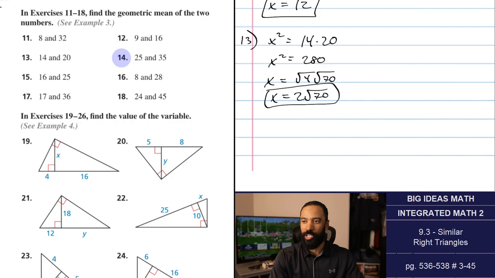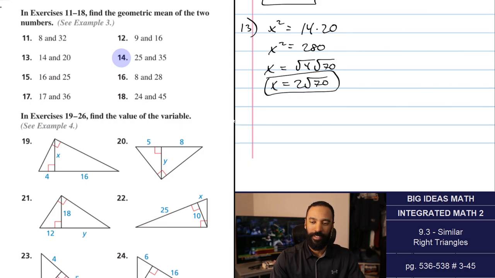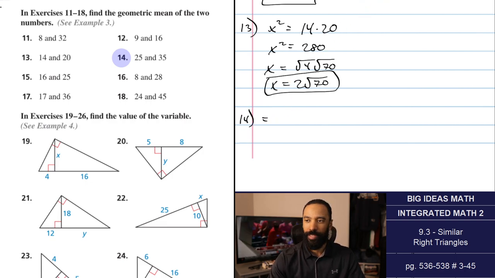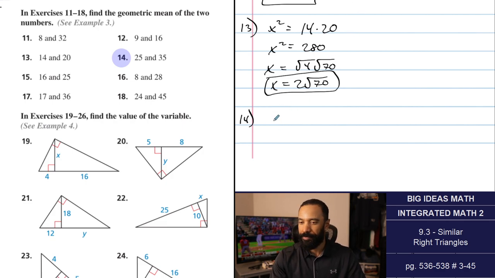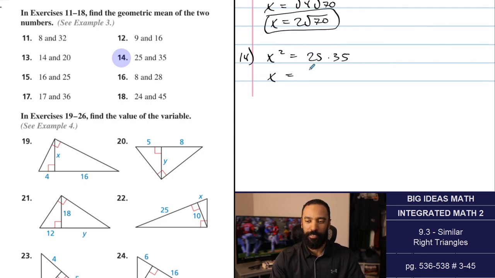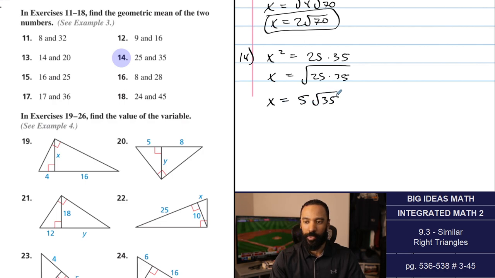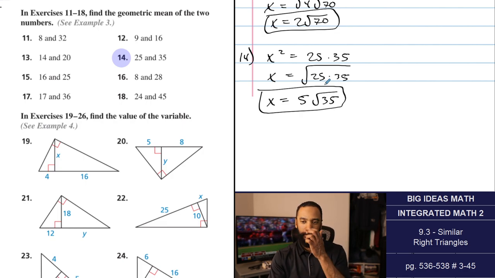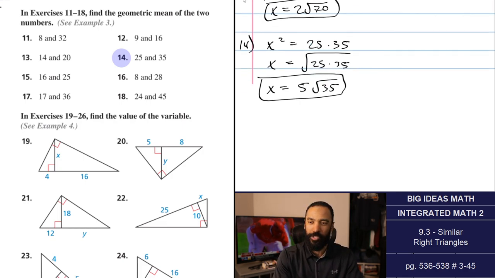Number 14: we find the geometric mean between 25 and 35. We will say that x squared equals 25 times 35. Now, if you want to practice some more of the things that you can do when it comes to solving for this stuff, oh, actually, this one's straightforward. The square root of 25 is 5, and the square root of 35 can't be broken down more. So forget what I was going to say until we run into another problem that we can do this for. But 5 root 35 is the geometric mean of those two.